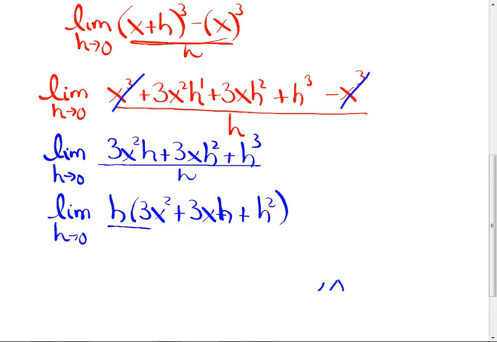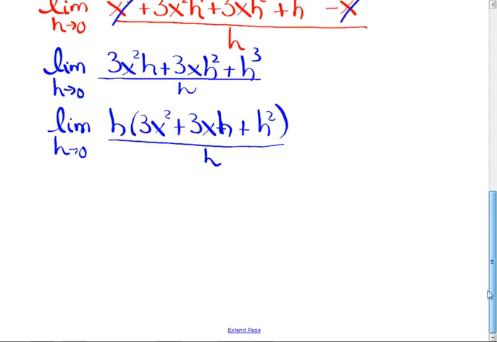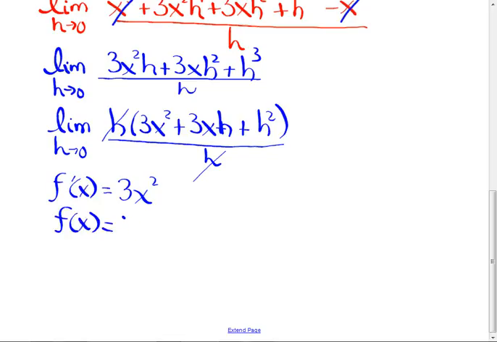And now we're going to do the calculus as soon as we reduce this. What happens? The h's cancel out, and now the calculus is putting in 0, and I end up with 3x squared. This is f prime of x, and f of x was equal to x to the third.